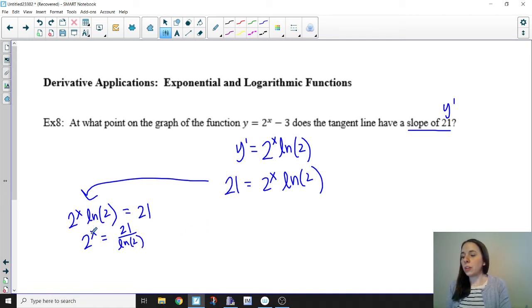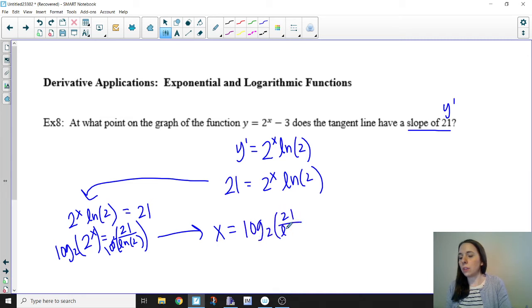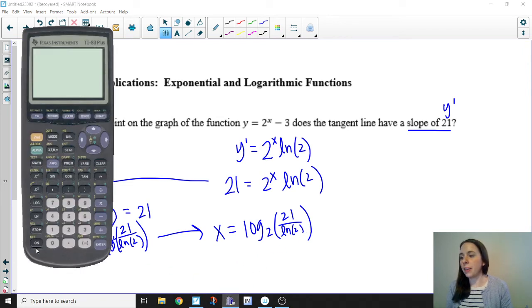And then from there, we need to solve for the x by taking the log base 2 of both sides. Like that. Log base 2 of 2 to the x results in x being by itself. And what we have on the other side is log base 2 of 21 over the ln of 2. All right, finally, how do we get an answer out of that? Because remember, this button in our calculator is not a log base 2. We can't just type that in. That is a log base 10. Okay, well, we could write it as a log base 10 if we use the change of base rule.